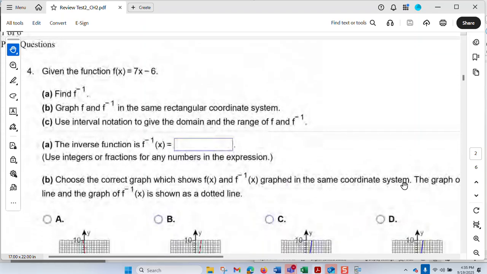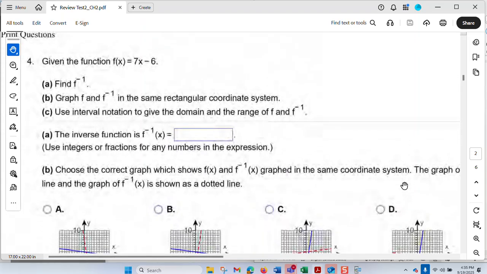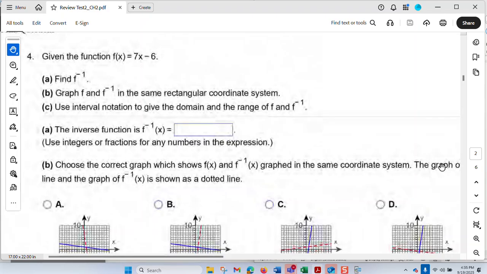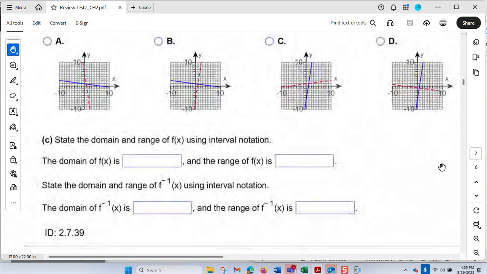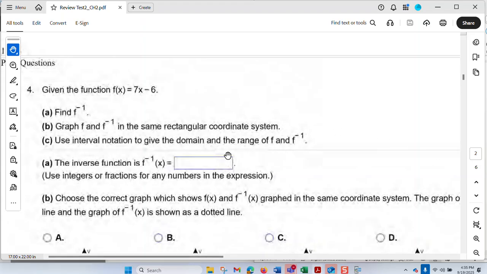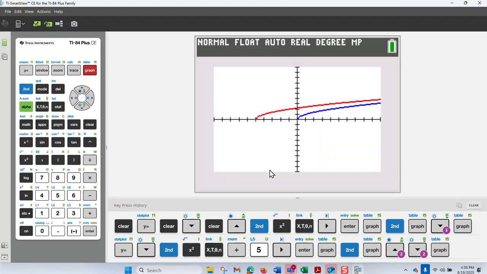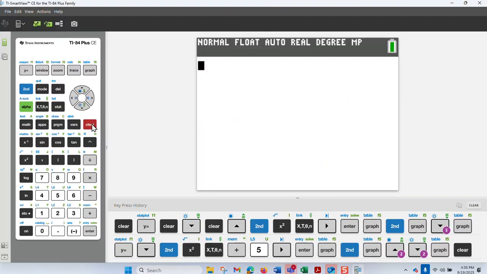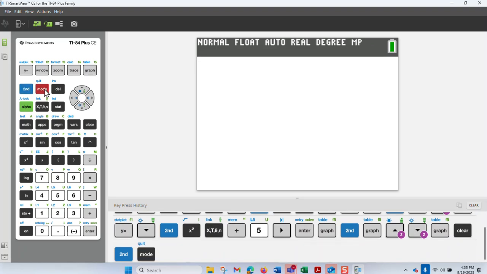All right, number 4. This is the inverse function, section 2.7. Given f of x equal to 7x minus 6, how do you find the inverse? What does the inverse mean? Inverse means you switch the x and y.